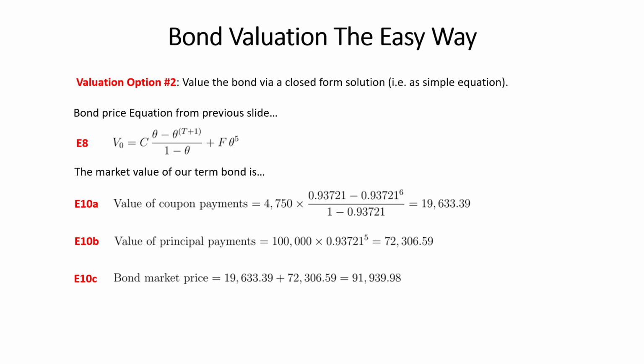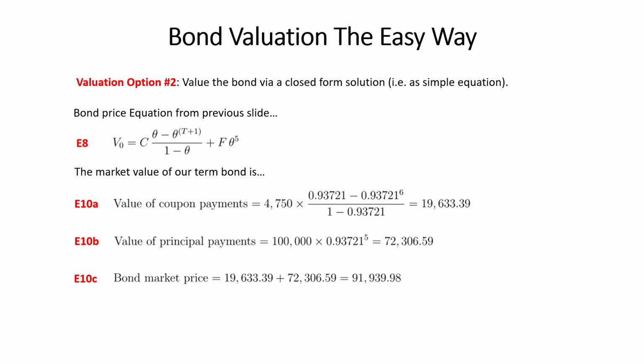Then we want to value the face value via the second part of equation E8, which is F times the discount factor to the 5th power. That's exactly what we do in equation E10B. The value of the principal payments is going to be the 100,000 times our discount factor to the 5th power. And so we determined the value of the principal payments here is 72,306.59.